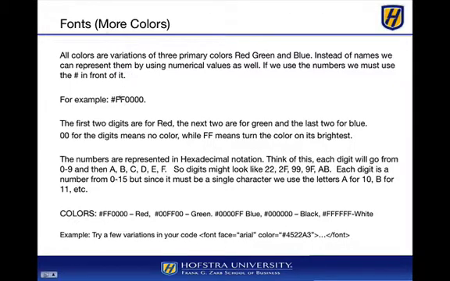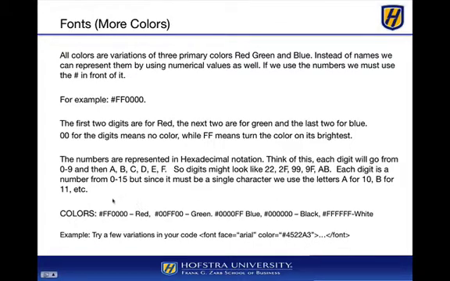But what this basically does is this says, give me all red. Since the other ones are 0, we're saying no green and no blue. So the first 2 digits are for red, the next 2 digits are for green, the next 2 are for blue. So FF means turn the color on to its brightest, and 00 means don't turn that color on at all. And so we can have things like 22, or 2F, or 99, or 9F, or AB.